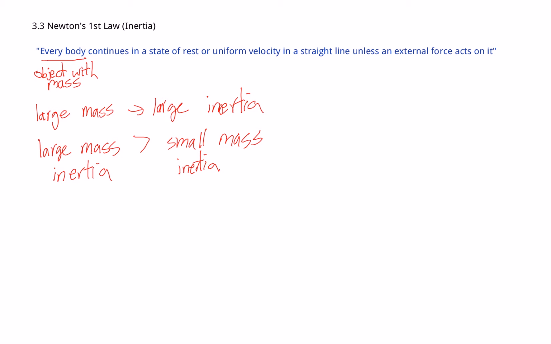The second part of the sentence that's important to understand is that it wants to continue in a state of rest or in uniform velocity. So that means an object that is stopped wants to stay stopped. Okay, so for example, if you have a person that is in a car and you're stopped at a red light and somebody comes and hits you from behind, your body is stopped inside the car. You want to stay stopped, so after you get hit and your car moves forward, your body's going to move backwards. So it's sort of the whiplash effect.